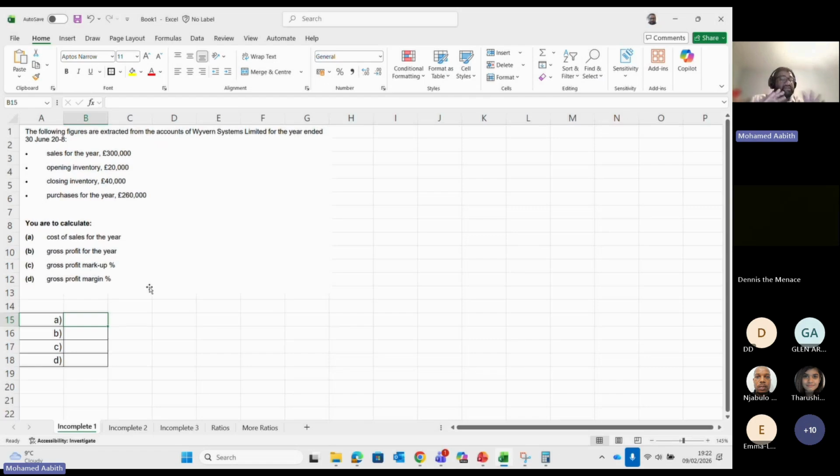They want you to find cost of sales, gross profit for the year, gross profit markup, and the gross profit margin. Those two numbers are never going to be the same, because we're going to consider one or the other as the 100%. So let's look at the first formula.